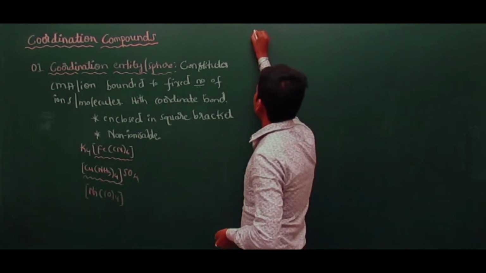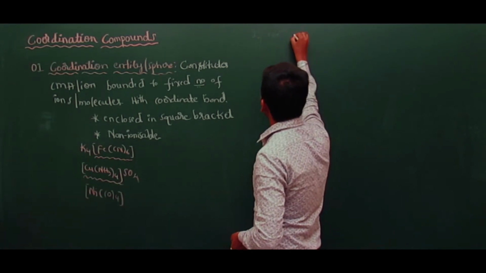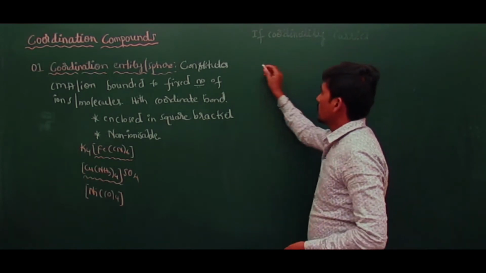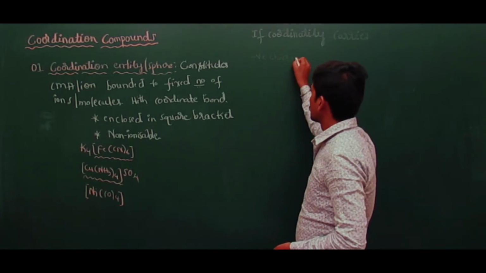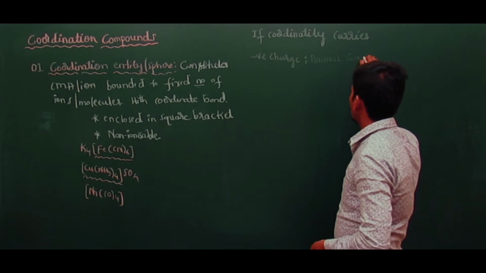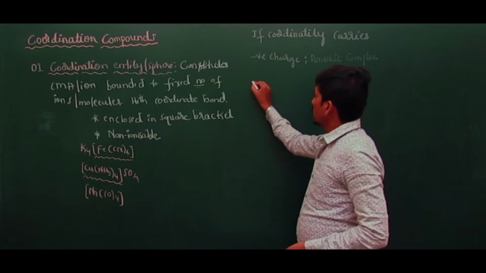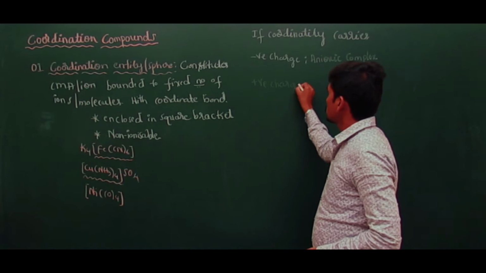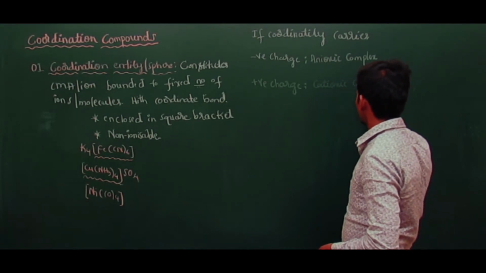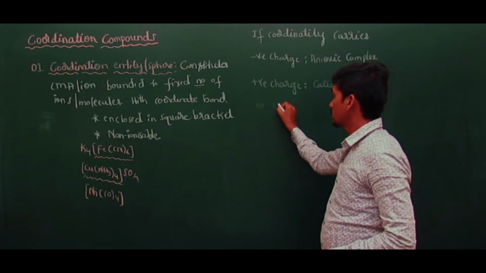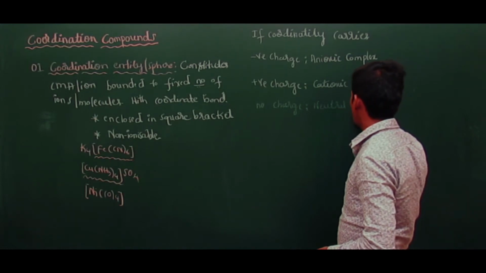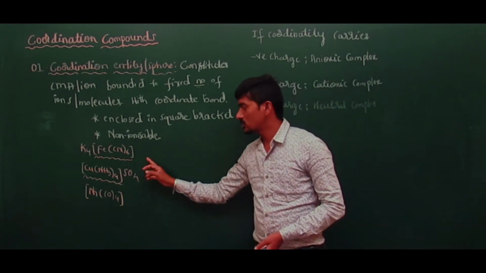If the coordination entity carries a negative charge, then it is called an anionic complex. If it carries a positive charge, it is a cationic complex. If it does not carry any charge, it is a neutral complex. I have taken 3 basic examples.